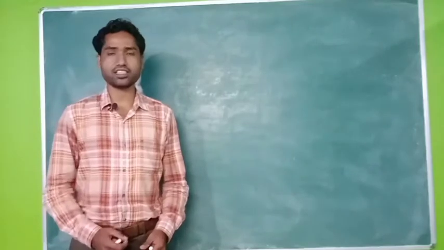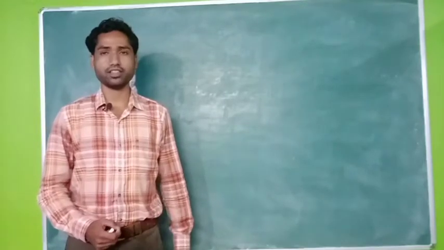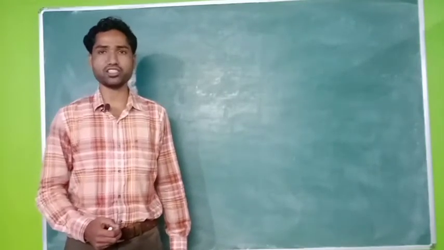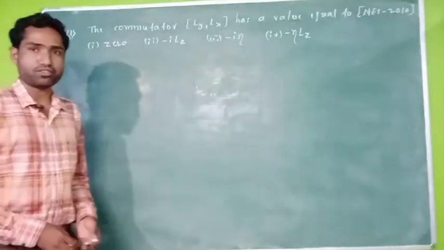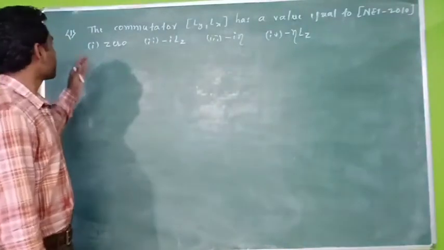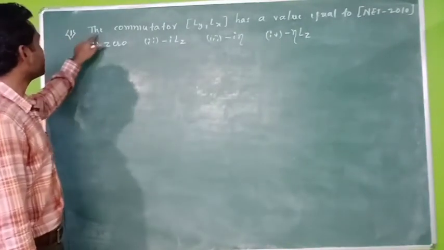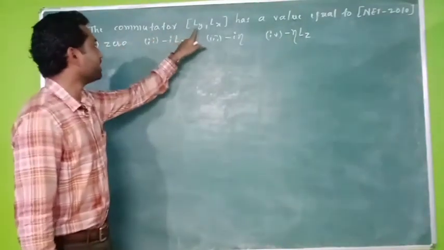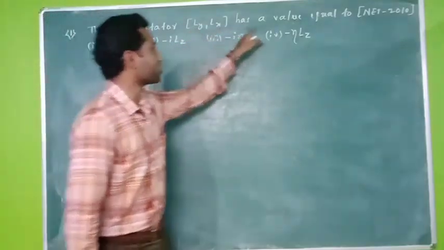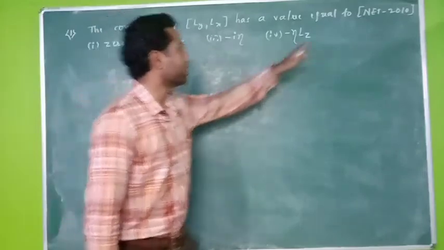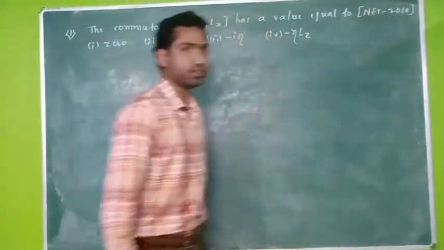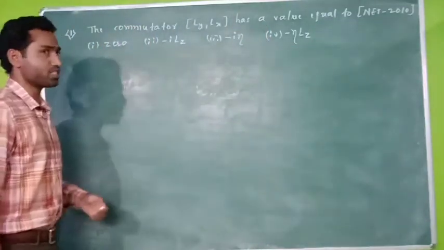So in this class I am going to explain previously appeared NET questions on operators. Let us take the first question. The question is: the commutator of Ly and Lx has a value equal to. That question was asked in NET 2010. There are 4 options.